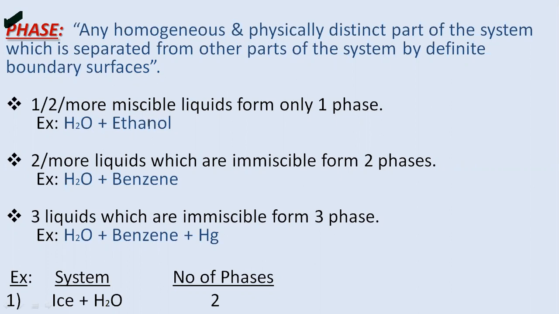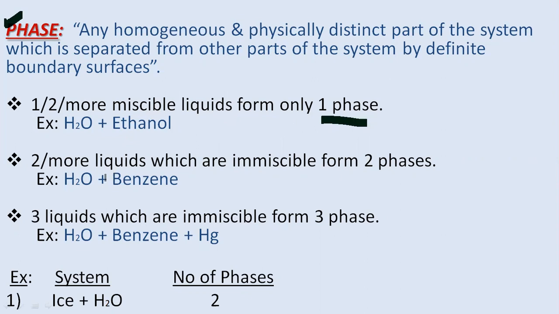Now we'll discuss a few examples for the phase. When you take one or two or more miscible liquids, they form only one phase. For example, water along with ethanol gives you only one phase, meaning it is a miscible liquid. Miscible is nothing but soluble, right? You will get only one homogeneous phase for ethanol and water. As it is giving you only one homogeneous layer or one homogeneous solution, we say it has only one phase, or in simple words, only one layer.